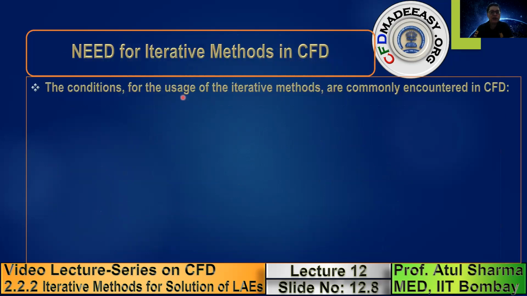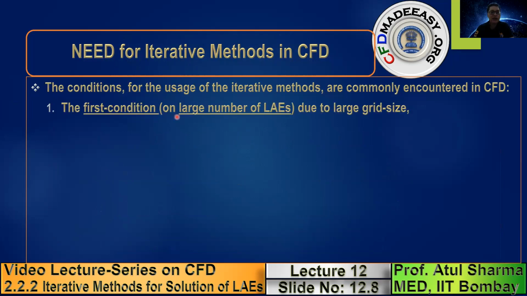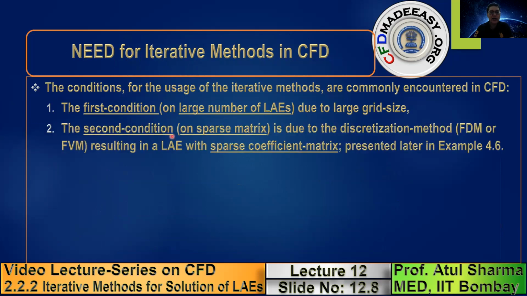So the conditions presented in the previous slide for the usage of iterative methods are commonly encountered in CFD. Because the first condition on a large number of linear algebraic equations is applicable in CFD because we have a large number of grid points. The second condition on sparse coefficient matrix is due to the algebraic formulations which we use that result in linear algebraic equations with a sparse coefficient matrix. This will be presented a little later.